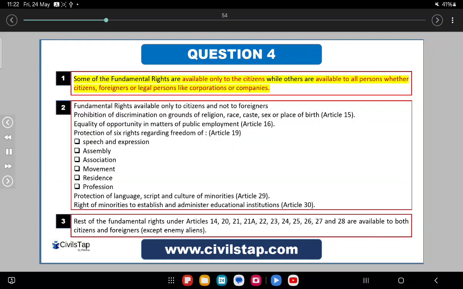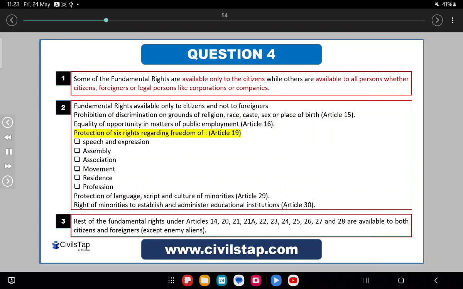Question 4. Some of the fundamental rights are available only to the citizens while others are available to all persons whether citizens, foreigners or legal persons like corporations or companies. 1. Fundamental rights available only to citizens and not to foreigners: Prohibition of discrimination on grounds of religion, race, caste, sex or place of birth, Article 15. Equality of opportunity in matters of public employment, Article 16.